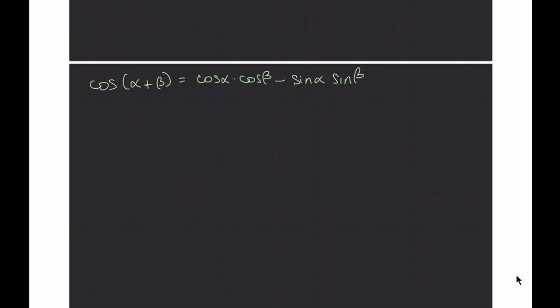Alright, you guys gotta help me out because I lost my numbers. Do we know what cosine of alpha is? Negative 5 over 13. Times cosine of beta. What was cosine of beta? 4 over 5. Minus sine of alpha. Is that 13 or 12 over 13? 12 over 13 times sine of beta. 3 over 5. Thanks for your help.